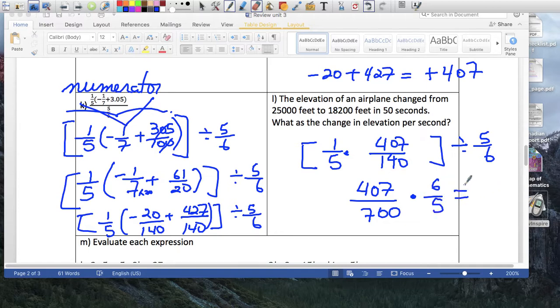Can I simplify this? There's something that doesn't look right. Well, 6 divided by 2 is 3, 700 divided by 2 is 350. Can I simplify anything else? Doesn't look like it. So on the top is 407 times 3, which is 1,221. And at the bottom, 5 times 350 is 1,750. I think I did something wrong, but I don't know where.